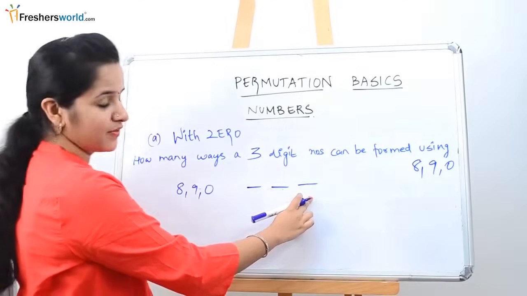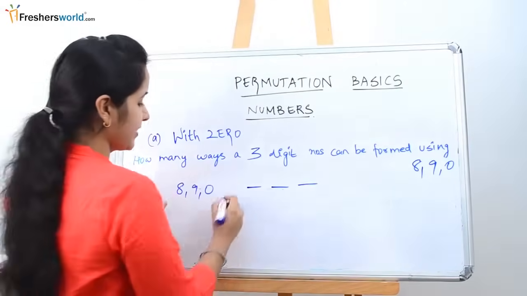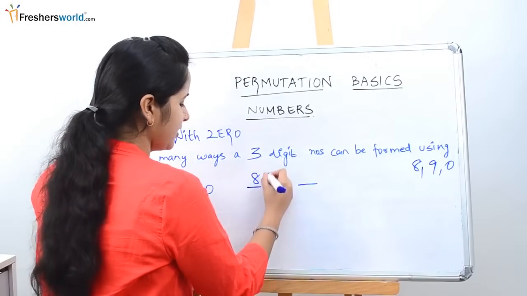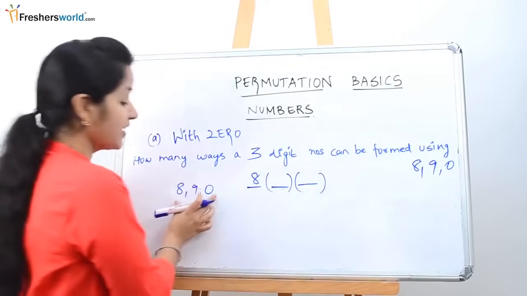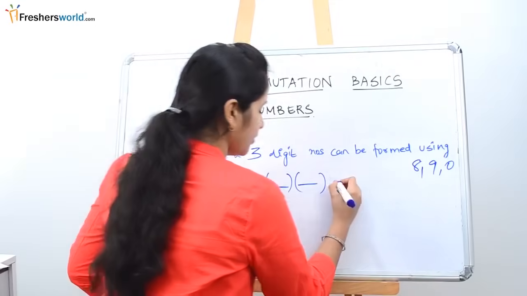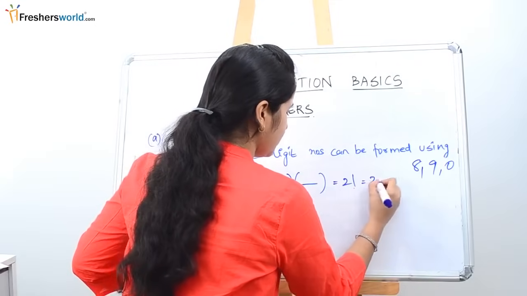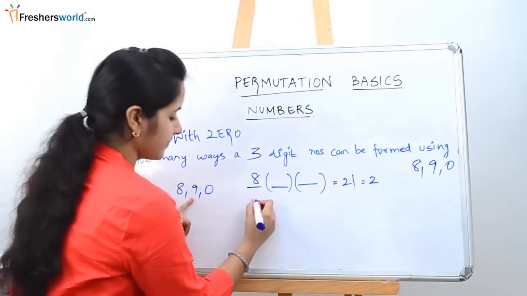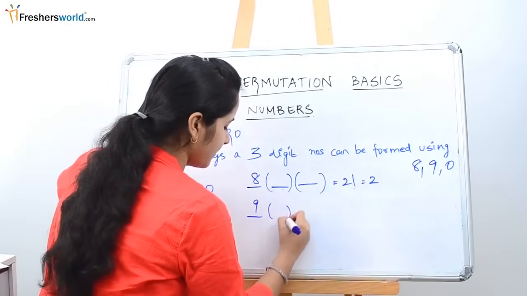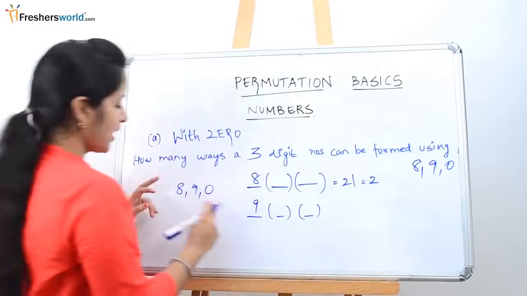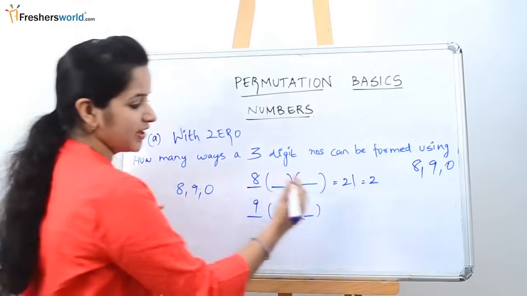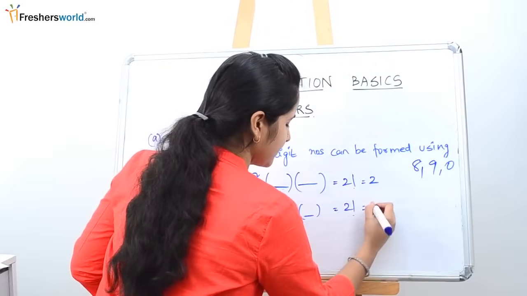So 3 places we have. Let's start with 8. If I keep 8 here, there are 2 places. How many ways can the other 2 numbers be arranged? 2 factorial ways, which is equal to 2. Let's take 9 in the first place. We have the other 2 places. How many ways can 8 and 0 be arranged? 2 factorial ways, which is 2.